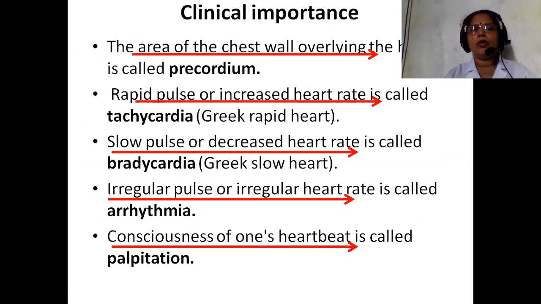Next, the clinical importance regarding the heart: the area of the chest wall overlying the heart, the area of the chest wall which is present over the heart, is called the precordium. Next, a very clinical part: rapid pulse or increased heart rate is called tachycardia.